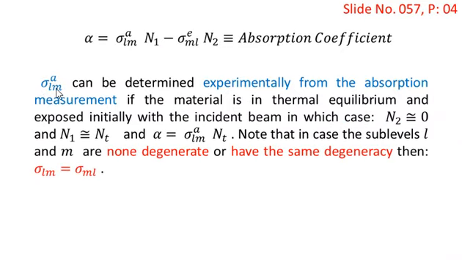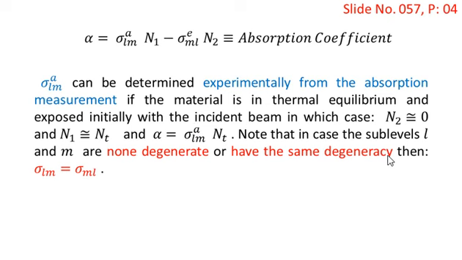Sigma LMA can be determined experimentally from the absorption measurement if the material is in thermal equilibrium and exposed initially to the incident beam, in which case N2 is initially 0 and N1 is equal to Nt, that is, the total population is present in level 1, and alpha is equal to sigma LMA into Nt initially.